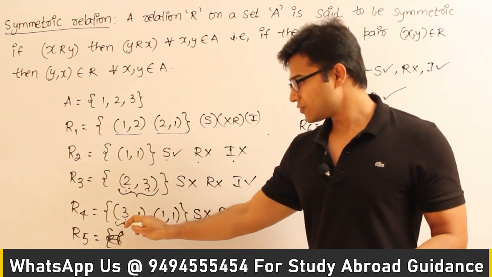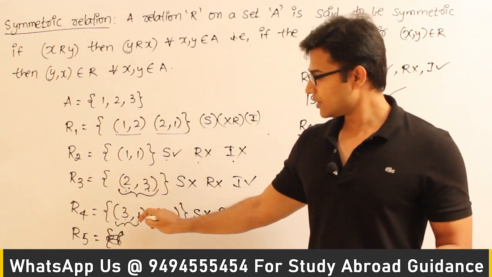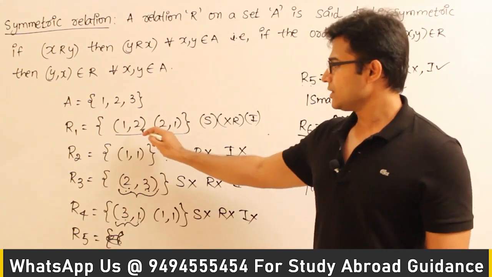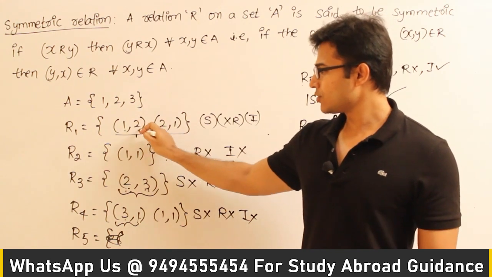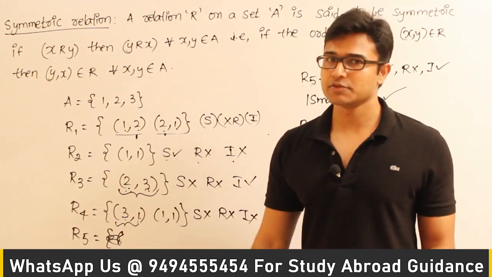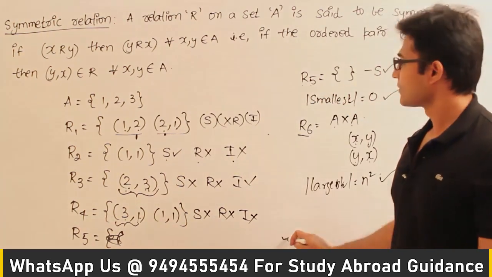In this case also, you should worry only about 1 comma 3. Since 1 comma 3 is not present, that is why it is not symmetric. Got it? So in this case it is symmetric because 1 comma 2 and 2 comma 1 both are present, right? You need not worry about the other elements at all. Just be careful there. Okay.